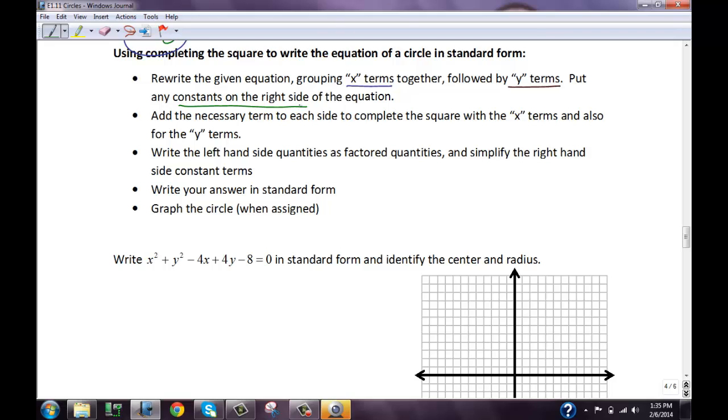Once we do that, the left-hand side should look like factored quantities. Using the shortcut, we get something like x minus h squared plus y minus k squared on the left. Remember, the shortcut is that once we take half that middle term, whatever that value is shows up in our squared quantity. I'll show you that in a minute. Then we write our answer in standard form, so we simplify the right-hand side, and once we're done, we graph the circle if it asks us to. This first one does, so let's look at it.